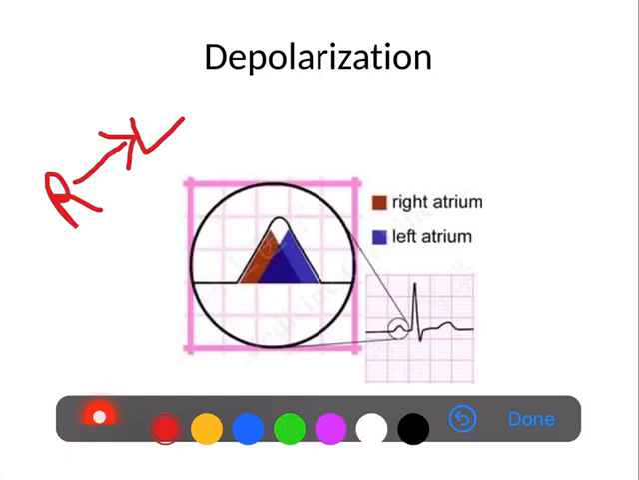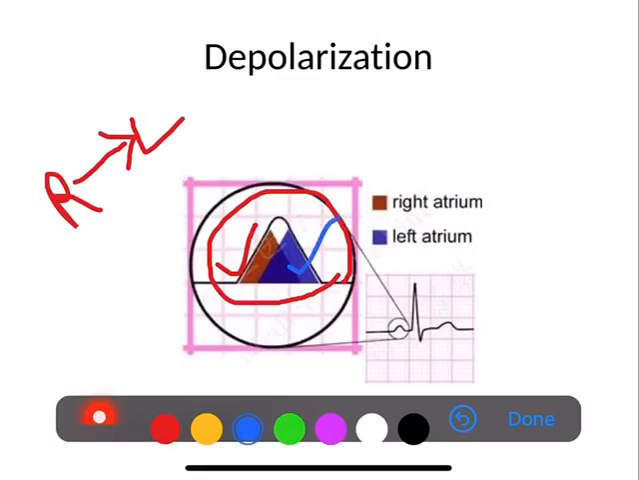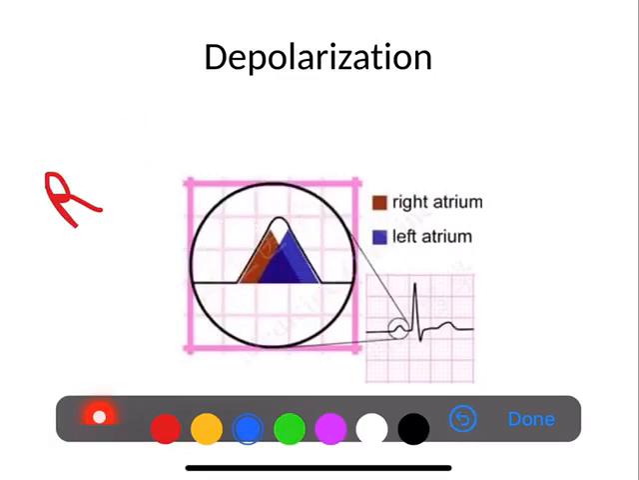Depolarization begins in the right atrium and then moves to the left atrium. In this picture you can see the enlarged P wave. The brownish triangle represents the depolarization of the right atrium, and the violet area represents the depolarization of the left atrium. We can actually divide this P wave into three parts: an initial one-third, a middle one-third, and a final one-third.